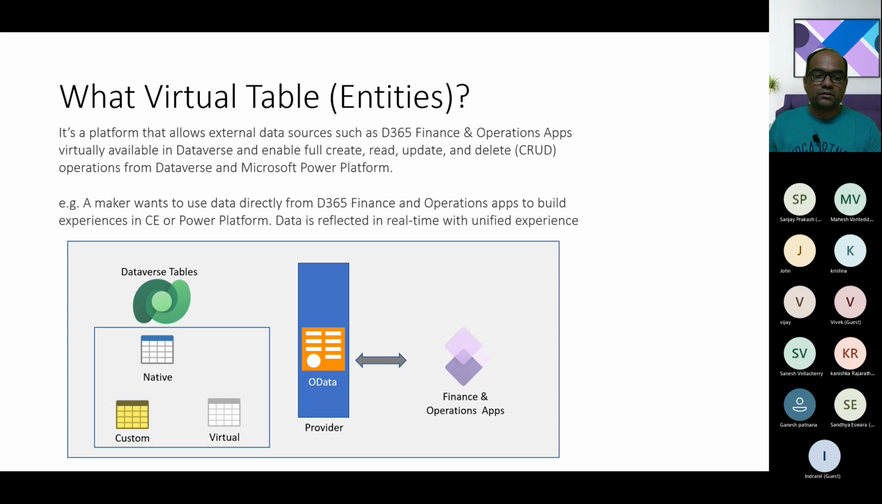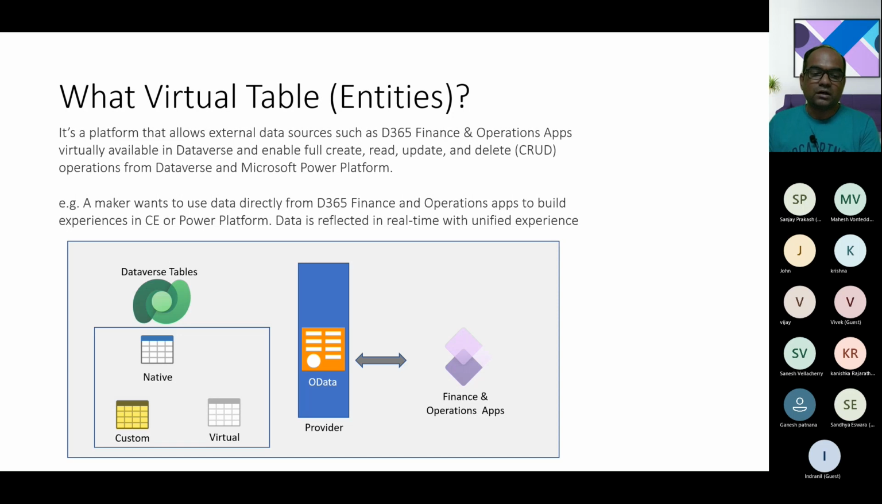One of the things I wanted to highlight here as part of this example: if a maker wants to utilize data from the financial operation app and build experiences in customer engagement or Power Platform, earlier we used to define a web service or some sort of staging table in between to synchronize the data. However, with the help of a virtual table, you can pull the data or push the data, and the data will be reflected in real time with a unified experience.